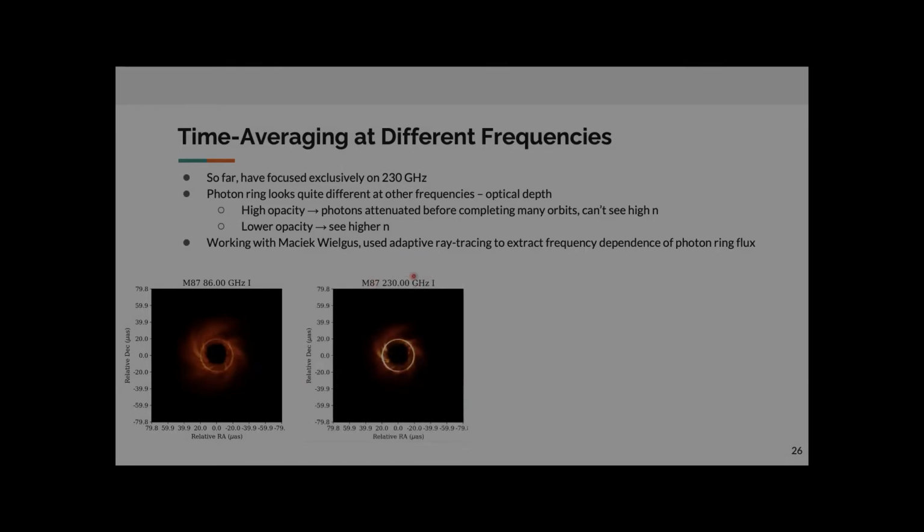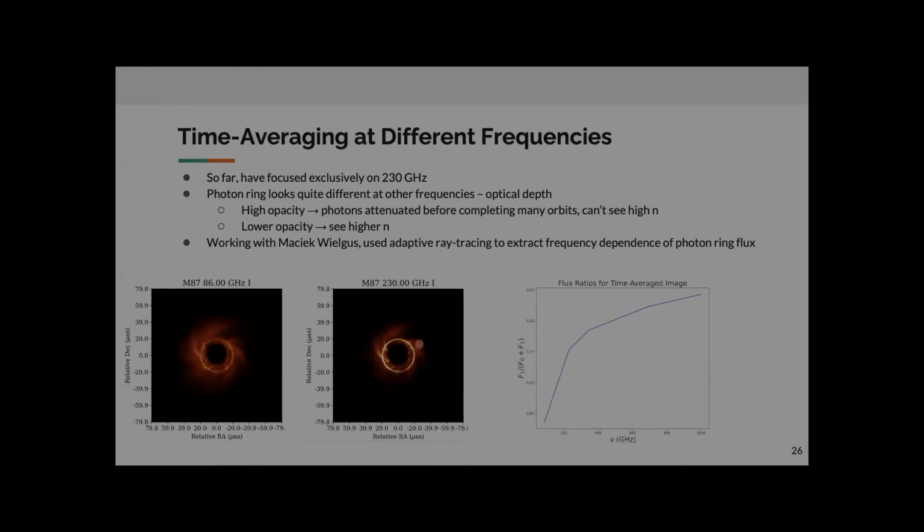Because when we compare this to 230 gigahertz, which is more optically thin, and we plot it on the same color scale, we see that the photon ring is significantly brighter in the 230 gigahertz image. And again, this is because at 230 gigahertz, the medium is more optically thin, so photons can travel through the medium more without being attenuated. And so this allows the signature of the photon ring to be brighter.